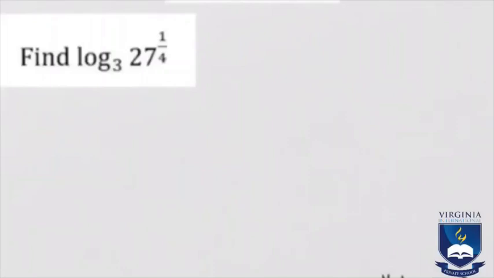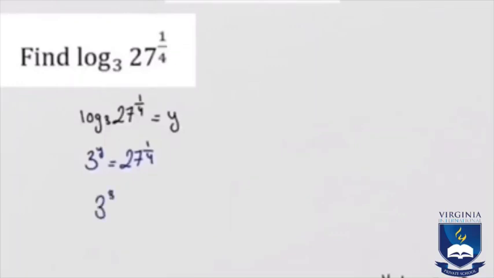Find log base 3 of 27 to the power of 1 over 4. First thing we're going to do, we will write log base 3 of 27 to the power of 1 over 4 equals y. Now we need to find y. When we write it in an exponential form, we will write 3 to the power of y equals 27 to the power of 1 over 4. In order to make it easier, we will write 27 as 3 to the power of something. Now 3 to the power of 3 equals 27.